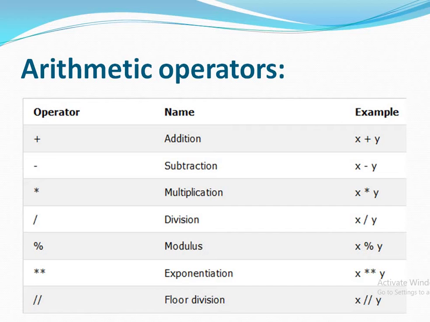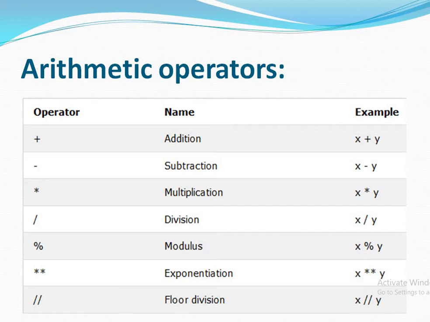Next is double star. The purpose of this operator is exponentiation. If you want to find x to the power y, then you have to use the double star. Like if you want 2 to the power 3, you place it like 2 star star 3, and you will get the result of 2 to the power 3.